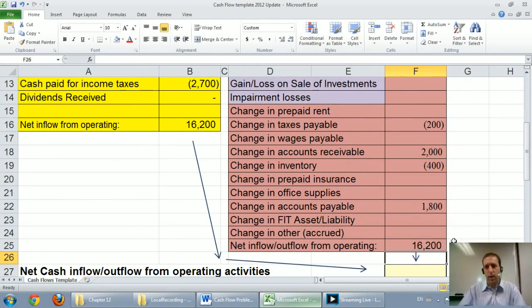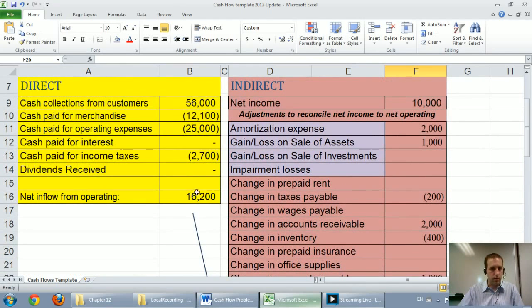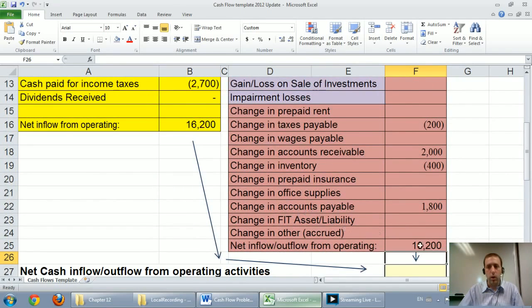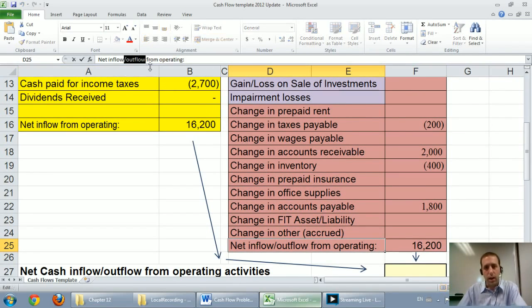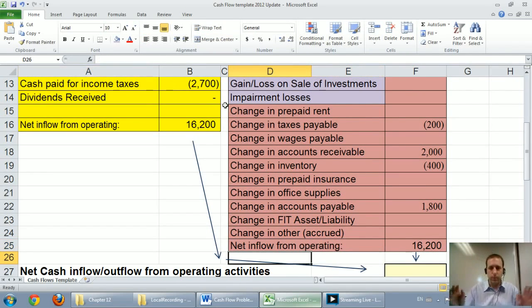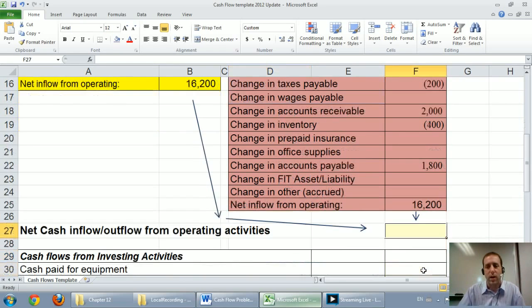And what we find, this is great news, is that we did it the direct method on the left, 16,200 inflow. We did it the indirect method on the right, and we got the same inflow. And that has to be the case. Now, it's a nice double check for us to do right now, but in reality, you're only going to do one way or the other. You never do both. You wouldn't care about having this little double check at the top, but it's nice to know that we got the same answer both ways.